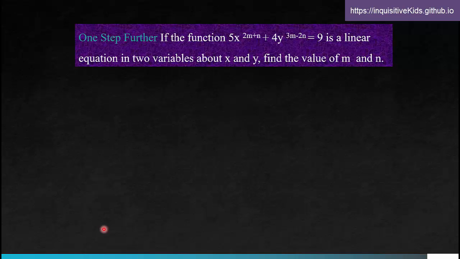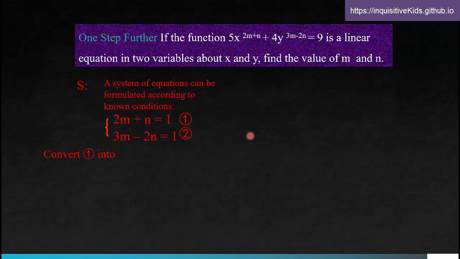Well, really think about the definition of linear equations in two variables first. X and y both have exponents, and it's a linear equation. The word linear here is saying that the degree of each variable in this equation has to be 1, meaning that 2m plus n has to have a value of 1, so does 3m minus 2n. So here's a solution. A system of equations can be formulated according to the known conditions. Here we have equations 1 and 2, and both of these are equal to 1.